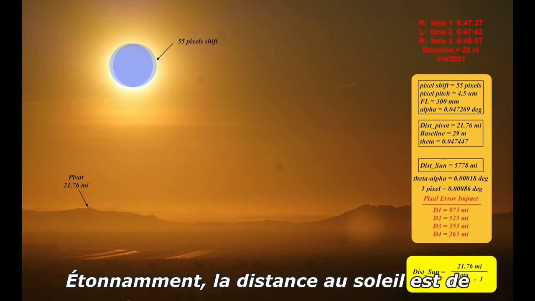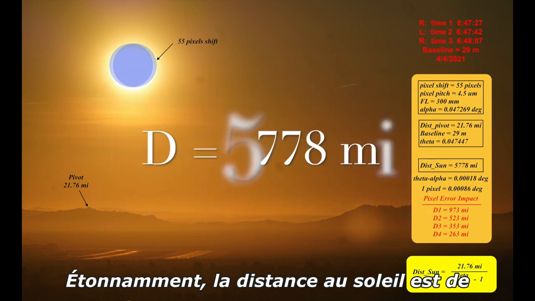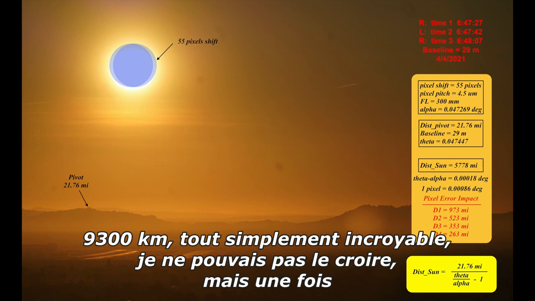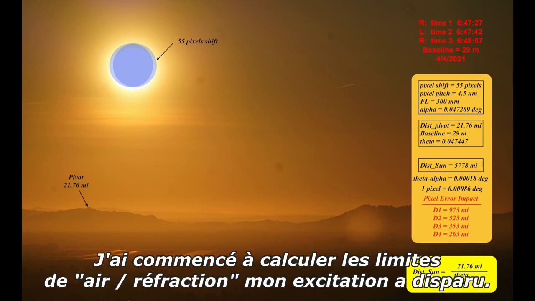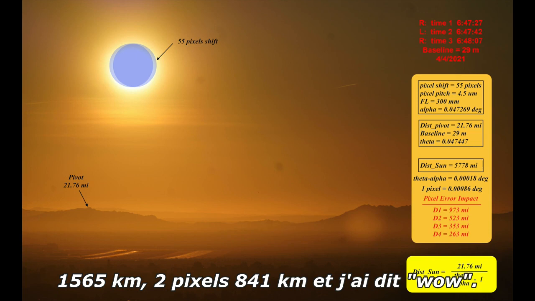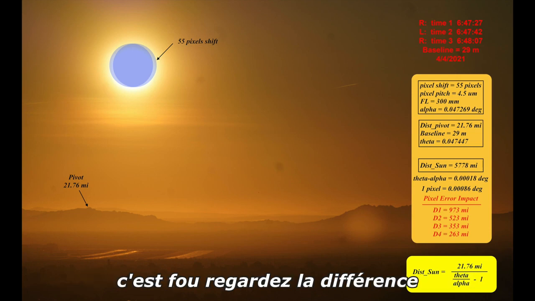Shockingly, the distance to the sun came out to 5,778 miles. Just incredible. I couldn't believe it. But once I started calculating the error bounds, my excitement vanished. If I'm off by just 1 pixel, it brings the distance down to 973 miles. 2 pixels, 523. I said, wow, this is crazy.